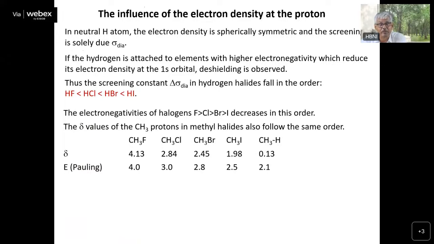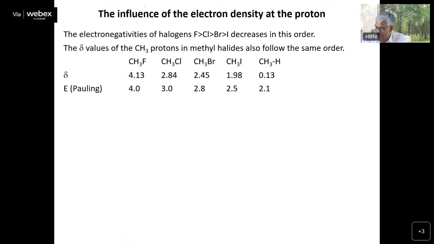Depending on the electronegativity, the chemical shift values of the methyl protons in methyl chloride, methyl bromide, methyl iodide, and methane are the values that I have shown here, along with their Pauling electronegativities.